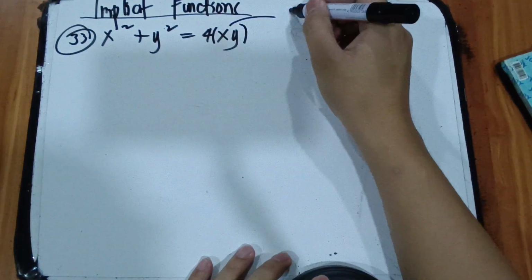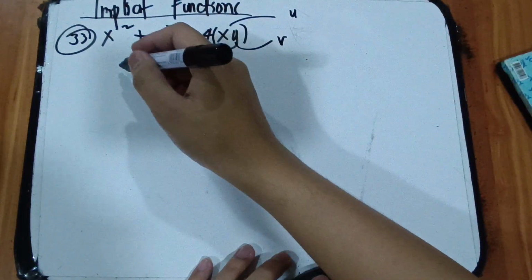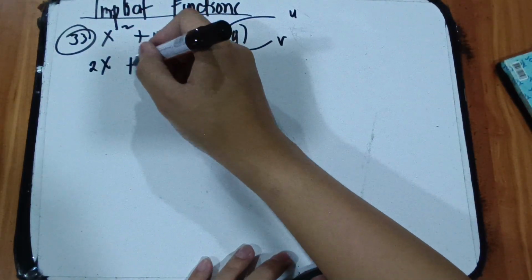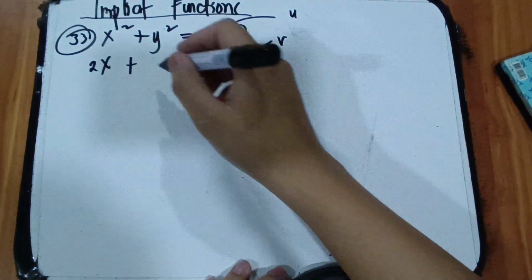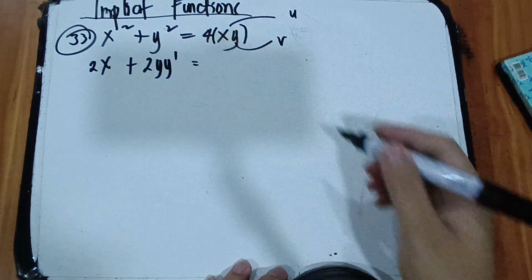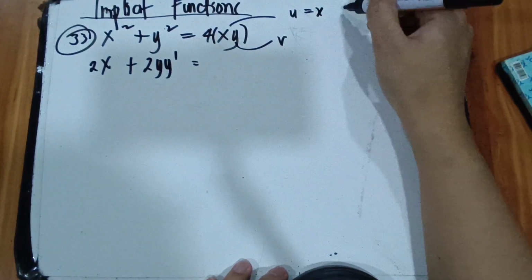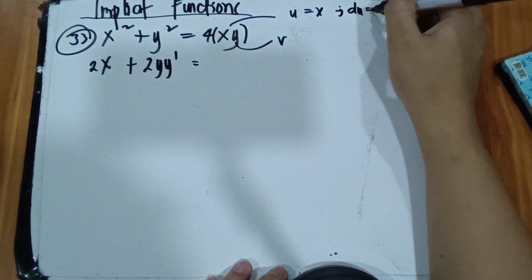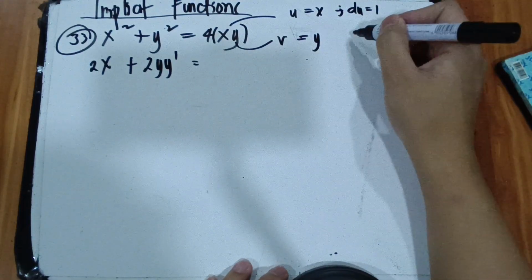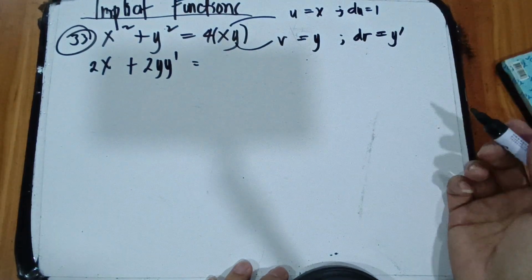In turn, this will become u, and this will become v. Ito muna derivative nito, 2x, plus, derivative of y squared is 2y. For every derivative of y, you include y prime. Then, ito naman, product rule, ang u natin ay x, ang derivative nito is 1. Ang v natin ay y, ang derivative nito ay y prime. For every derivative of y is y prime.